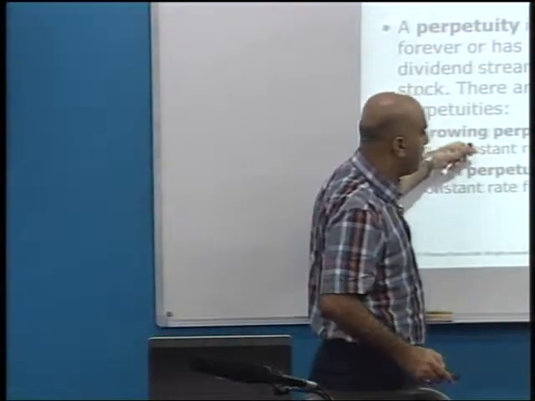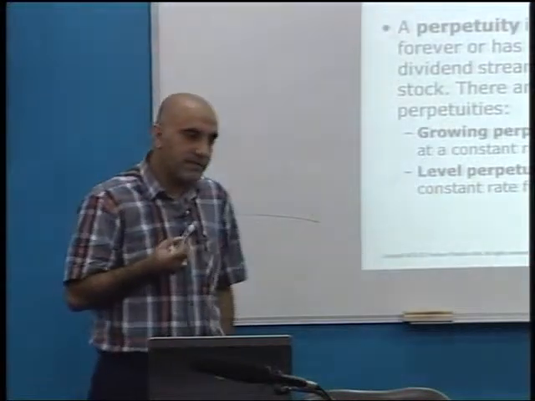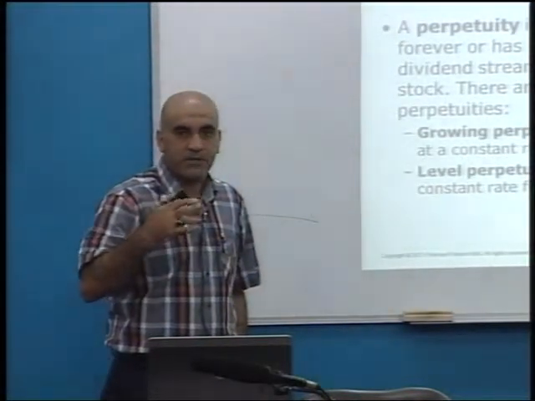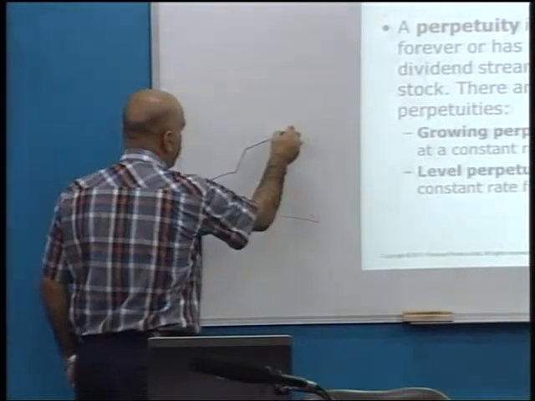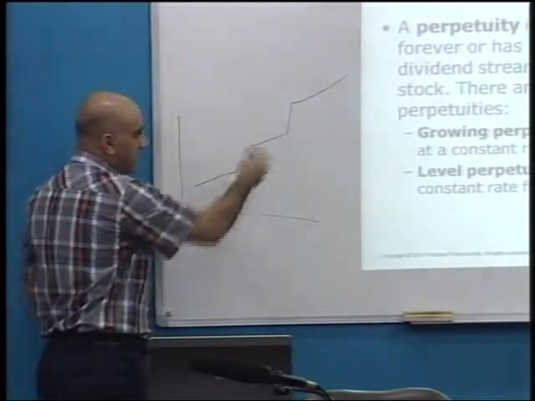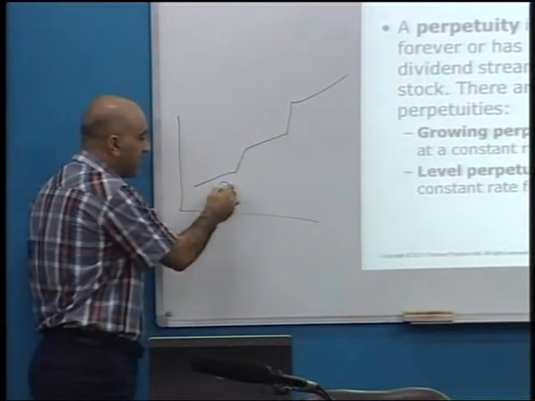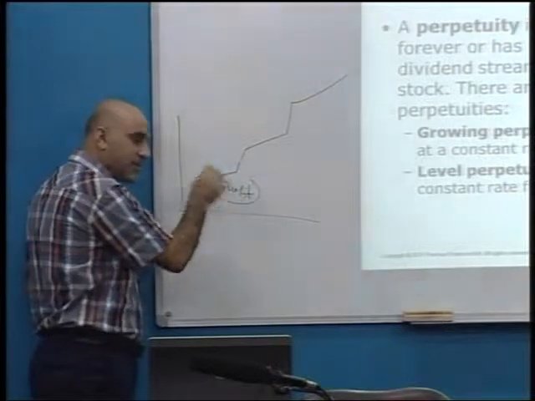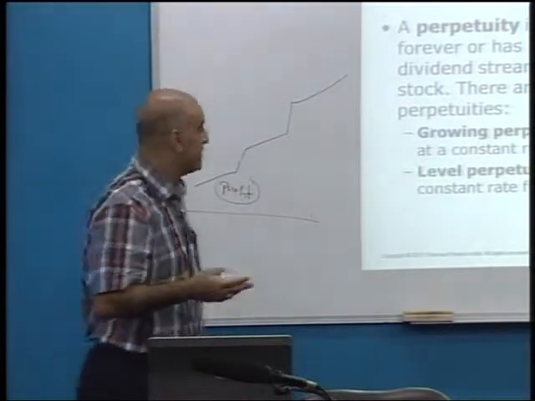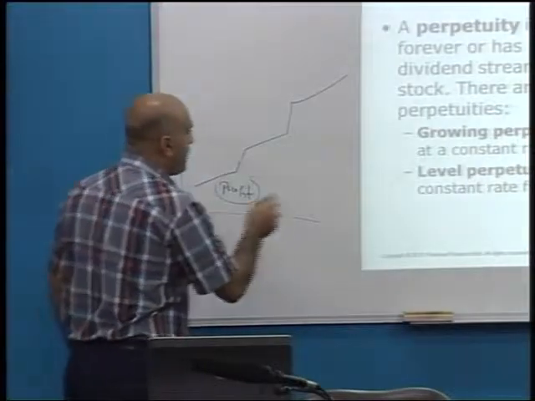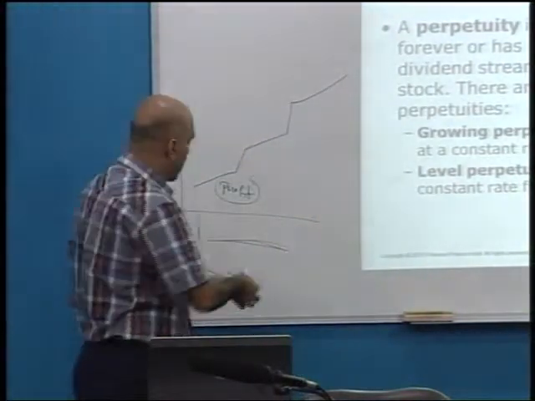Growing perpetuity looks like this. For instance, every 5 years this perpetuity grows up. Every particular period of time it grows. For instance, if they make profits, they capitalize or retain these profits to make growth and expansion. However, the level perpetuity looks like this: it is fixed. The stream of cash flow is fixed, no change.